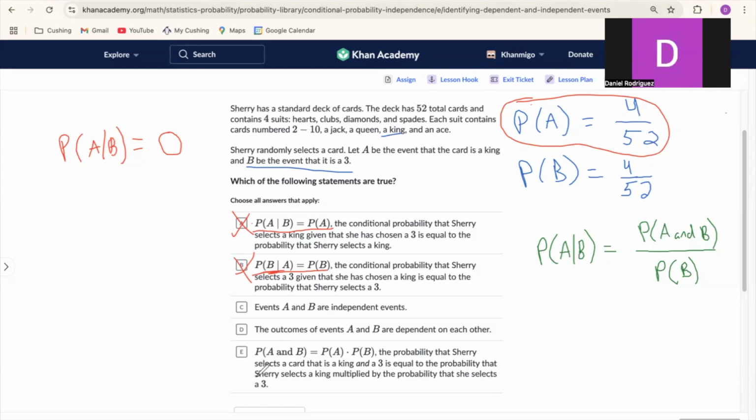These are going to be dependents. So are they independent events? No. We know that if one happens, the other cannot. And that's basically the opposite of having independent events. The outcomes are dependent on each other. Yes. So I think it's going to be D.